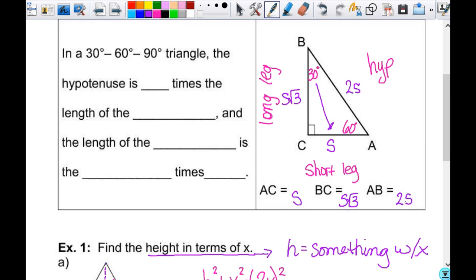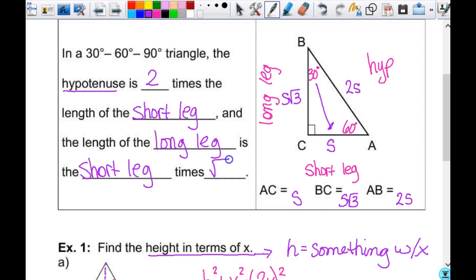Okay, so the words that go along with our theorem say, in a 30, 60, 90 triangle, the hypotenuse is 2 times the length of the short leg. And the length of the long leg is the short leg times the square root of 3. Okay? S, 2S, and S square root of 3.